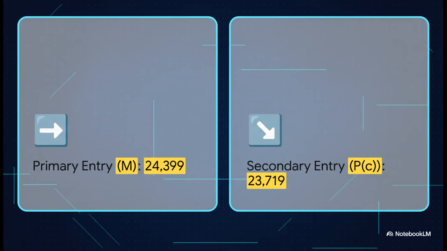So, just to make that entry strategy crystal clear, we have the main primary entry at M, and then we have a secondary backup entry at P of C. This layered approach is how the model adapts. It's designed to work whether the price reverses right after that first touch, or if it decides to dip a little lower before turning around.